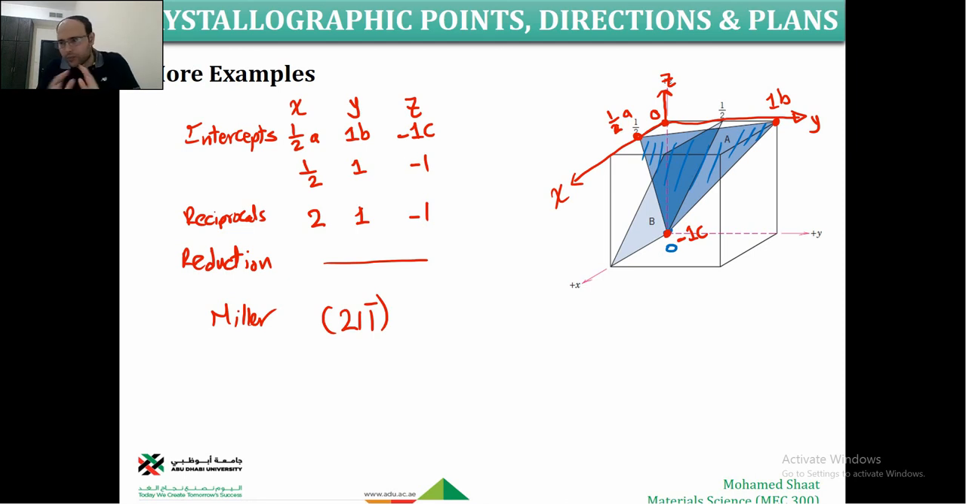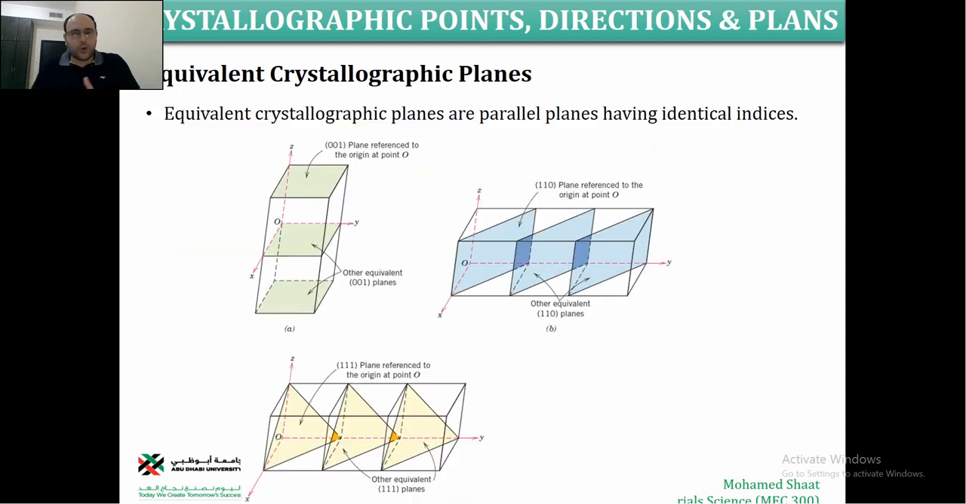The hexagonal is a special one. Make sense? Now let us move to another point, which is very similar to the thing that we discussed with the crystallographic directions. We said that in crystallographic directions, you may have some directions that are equivalent, and we specified the conditions that you should have 2 directions or more that are equivalent. The same thing here for the crystallographic planes.